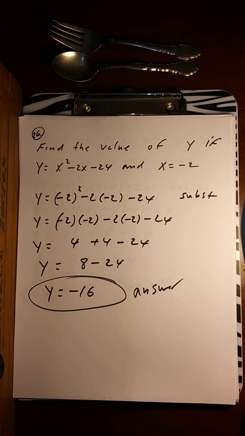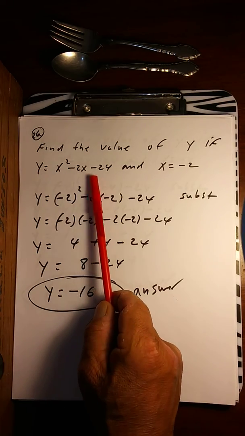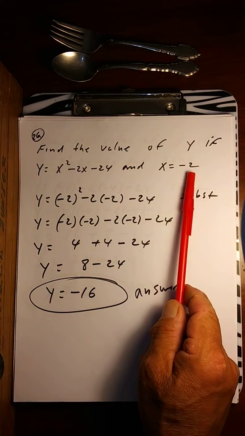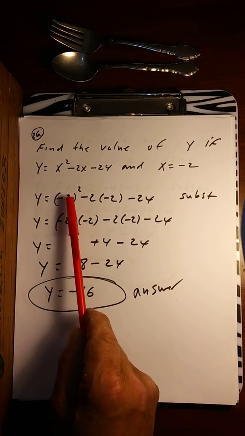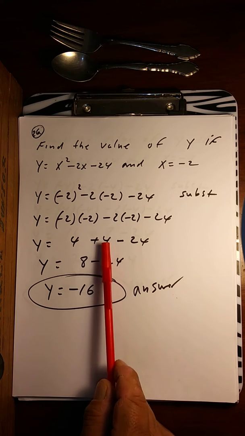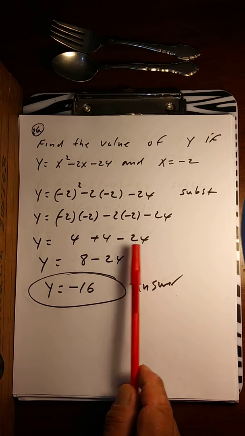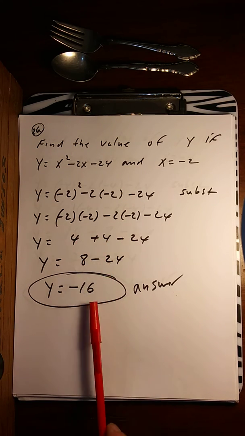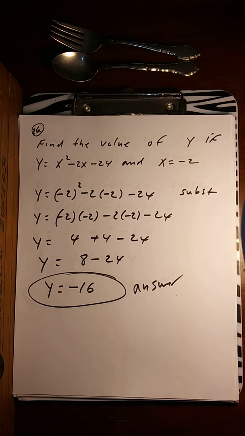Find the value of y if y equals x squared minus 2x minus 24. X is negative 2. Put it in there, negative 2, parentheses around it. So negative 2 squared means negative 2 times negative 2 is 4. That turns out it's going to be 4. Negative times negative is positive. Bring it down. 4 and 4 is 8. 8 minus 24 is a negative 16.